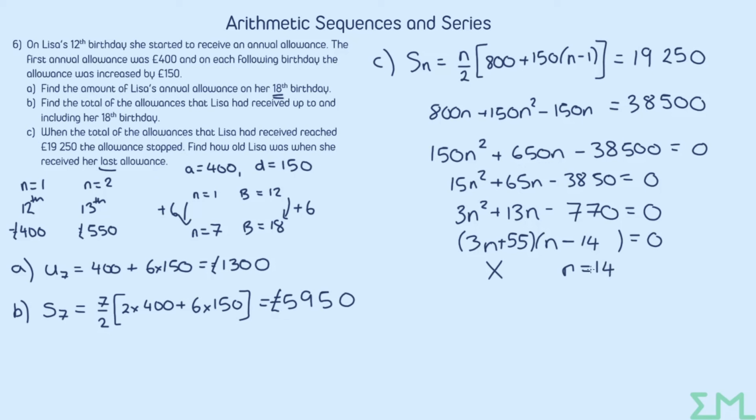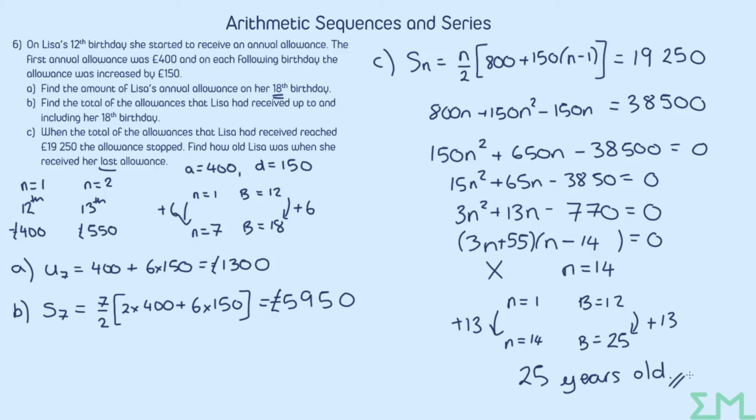Doesn't mean that it's her 14th birthday. Obviously that wouldn't make sense because it's only 2 years after her first allowance. So we need to work out what her birthday would be then. So n is 1 to n is 14. This is plus 13 years later. So that's her 12th birthday. If we add on 13 to her 12th birthday, then it would be her 25th birthday when she receives her final annual allowance. There we go, 25 years old.